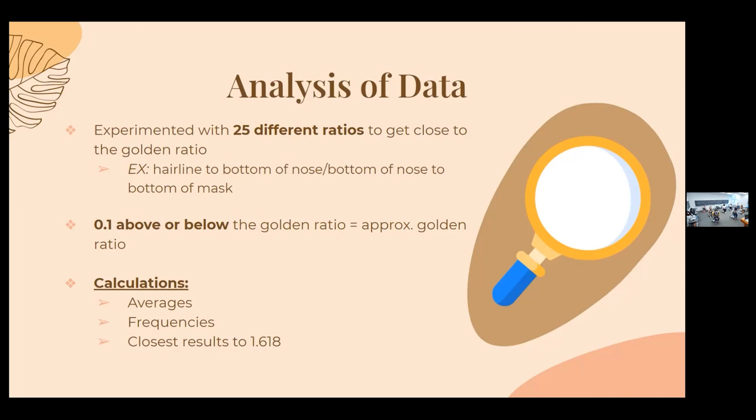Some of the major calculations we did included taking averages, looking at the golden ratio frequencies in a certain ratio, and looking at the closest results to 1.618. We compared all of these calculations among the data for the same person as well as between the two different people.